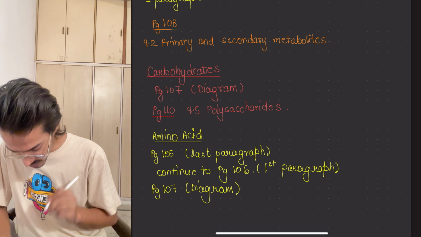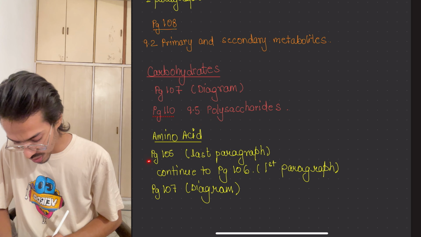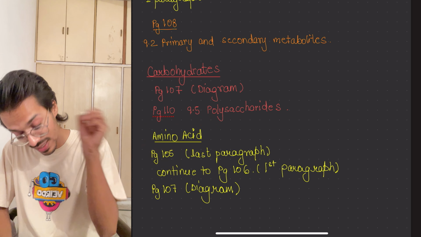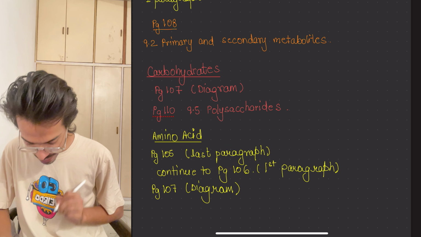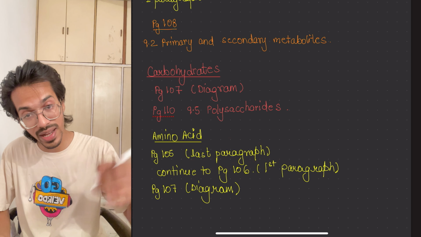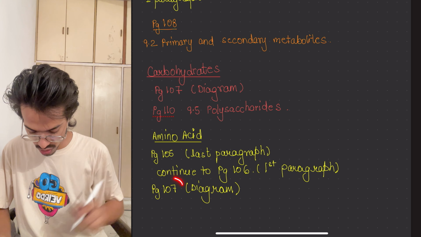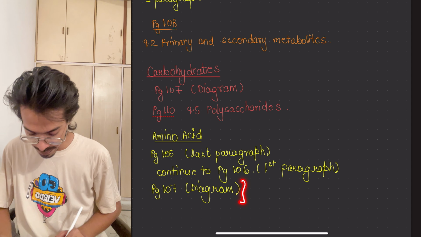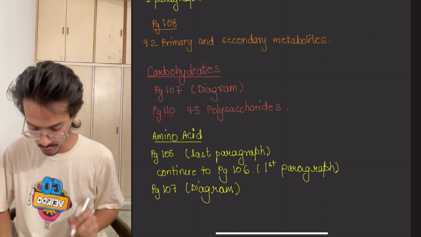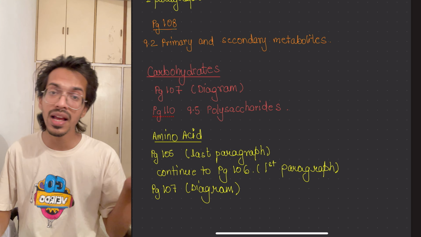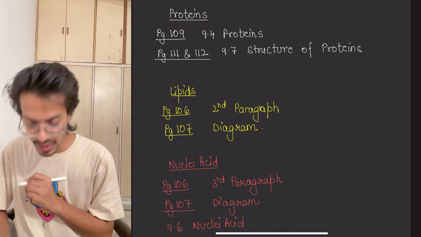Moving on to the next topic, amino acids. In amino acids, you have to go to page number 105 again, and this time to the very last paragraph of it. Continue to the next page 106 for the first paragraph, and on page number 107 you have 3 diagrams of 3 amino acids. So this you have to do. With this, your amino acids are completed. Amino acids join together to form the protein, so the next topic is proteins, which we have to study.